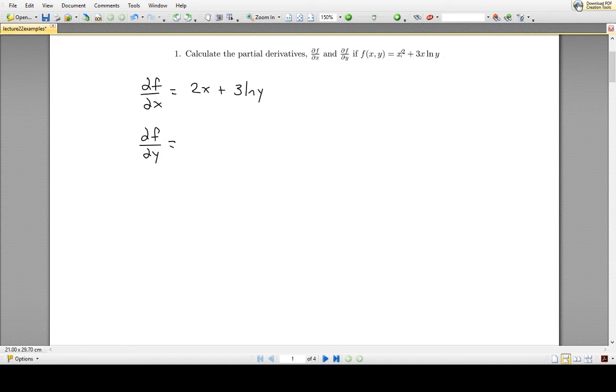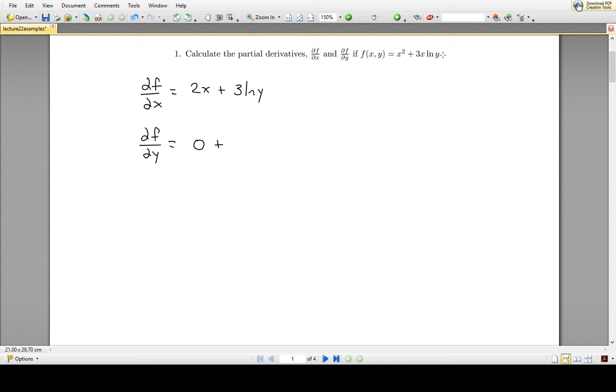So if all of the x's were just a constant like 10, this first term is just, say, a number, and the derivative of a constant with respect to y is just 0. So the derivative of this x squared with respect to y is 0. And then we also look here, again, x is some constant, maybe it's 10. So essentially I just have a number times the logarithm of y.